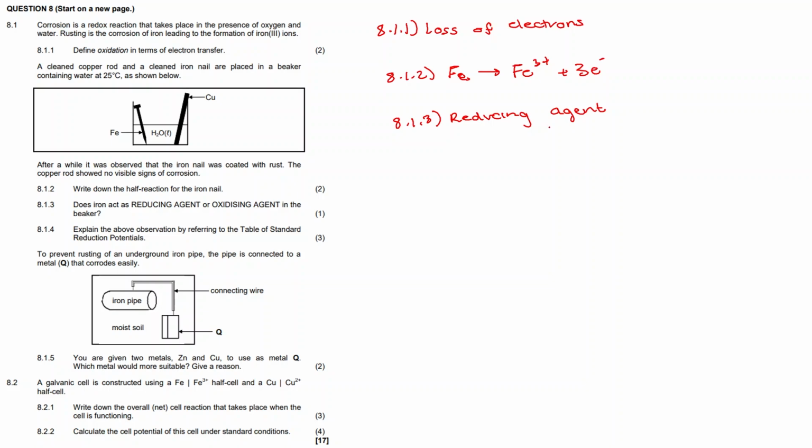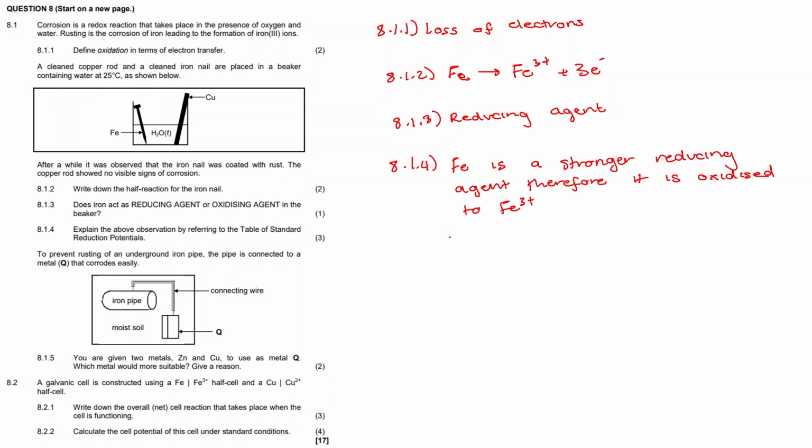Question 8.1.4. Explain the above observation by referring to the table of standard reduction potentials. In the table that you should have, along with the formula sheet, you can see that iron is a stronger reducing agent than copper is, according to how high or how low it is on the table. Therefore, since iron is a stronger reducing agent, it will be oxidized, forming Fe3+.